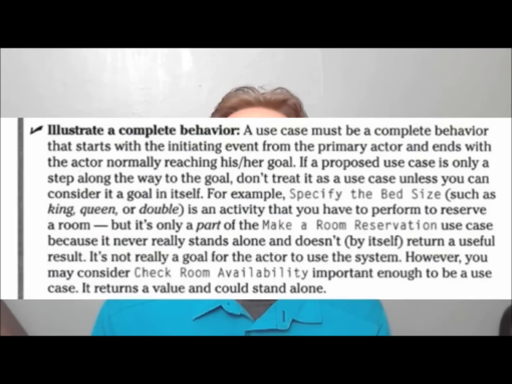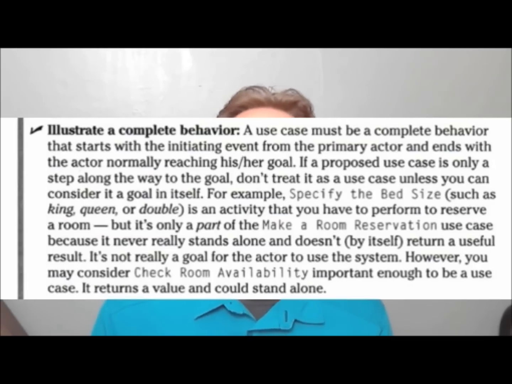If you think back to the restaurant, we had the order food, we had the cook food, we had the pay bill, and so make sure that they take in an entire complete behavior. It's really easy for students to get a little too granular on this. The whole point is you capture whole behaviors.